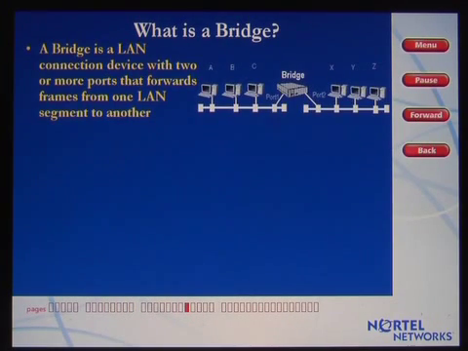A bridge is a LAN connection device with two or more ports that forwards frames from one LAN segment to another. The bridge can also offer connectivity between remote sites. Any elements connecting to one side of a bridge form a completely separate network to the elements connected to the other side of the bridge. The bridge, by nature of its operation, creates multiple logical networks. Any traffic transmitted on one side of the bridge will propagate to devices connected to that network. The traffic will arrive at the bridge as it is considered part of the LAN.